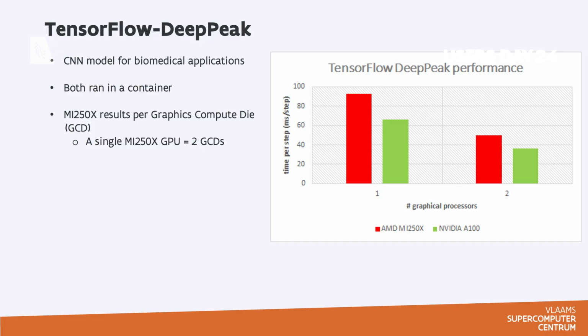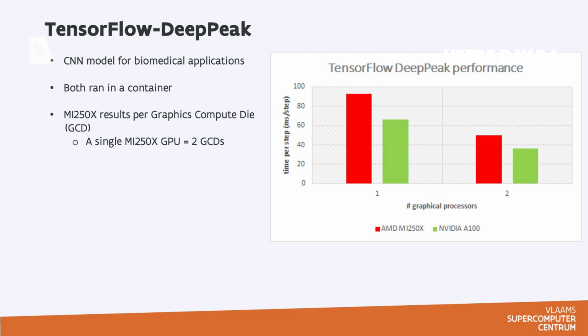Then we did some machine learning benchmarks, of course. The first one we did is TensorFlow. It's a convolutional neural network for biomedical applications. Both of them were run in a container this time, and we compared runs on a single graphical processor and on two graphical processors. I use the term graphical processor here because with the AMD nodes we're talking about GCDs, and with the NVIDIA it is of course the full GPU.